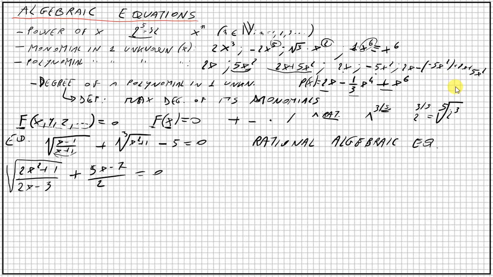However, if I put a root here, just taking the square root of 3, for example, this is a rational algebraic equation. So this adjective, rational or irrational, only refers to the unknown. In our case it is x. So if we are taking roots of x, that becomes irrational. In this particular case, we are not.